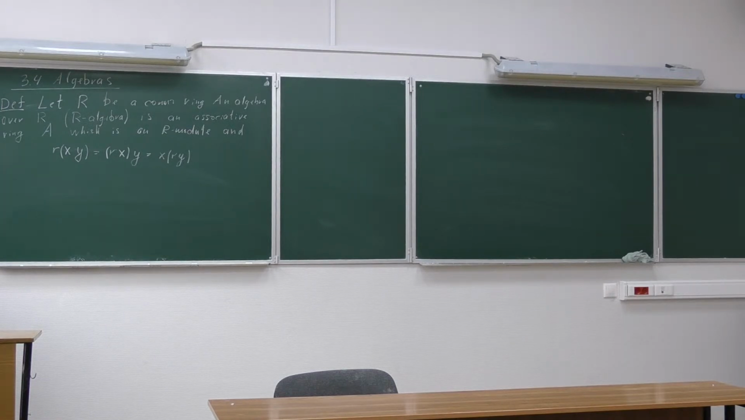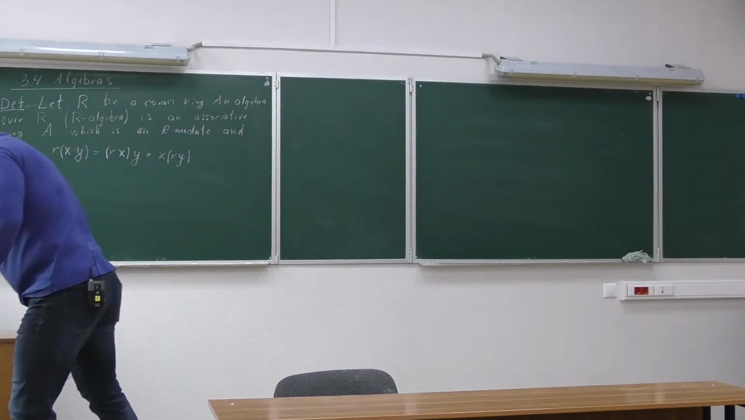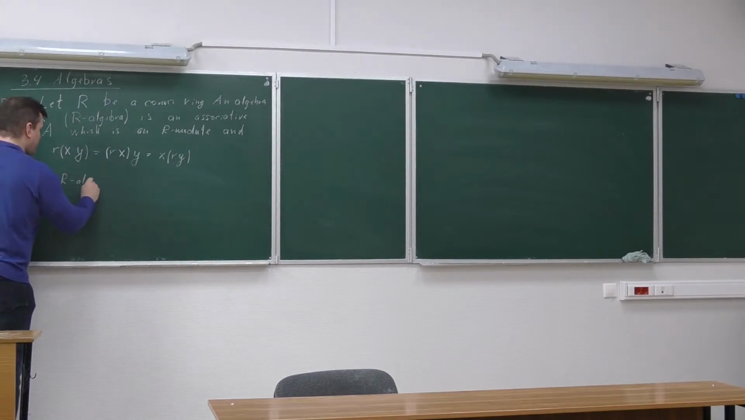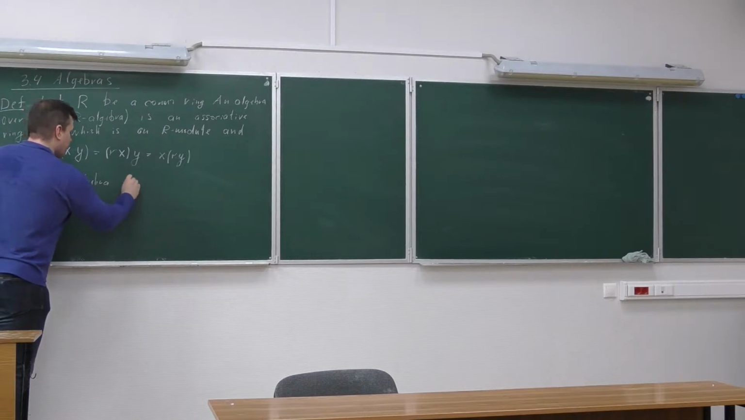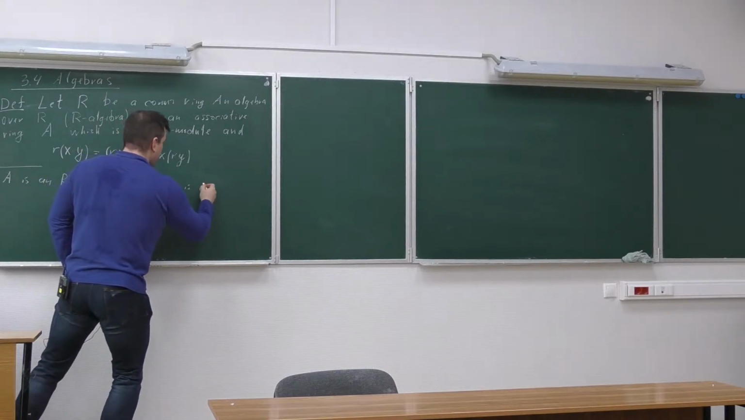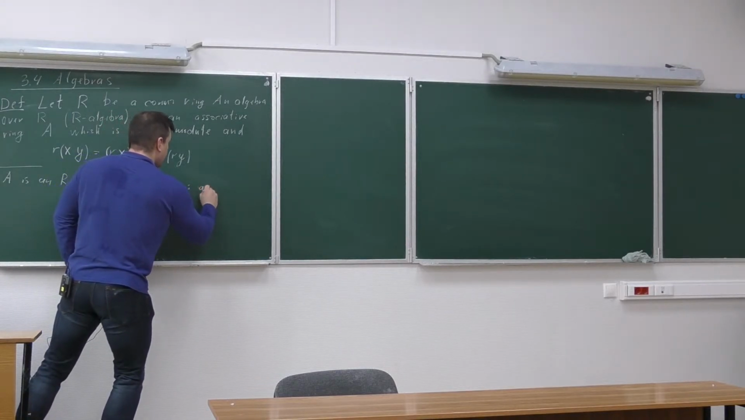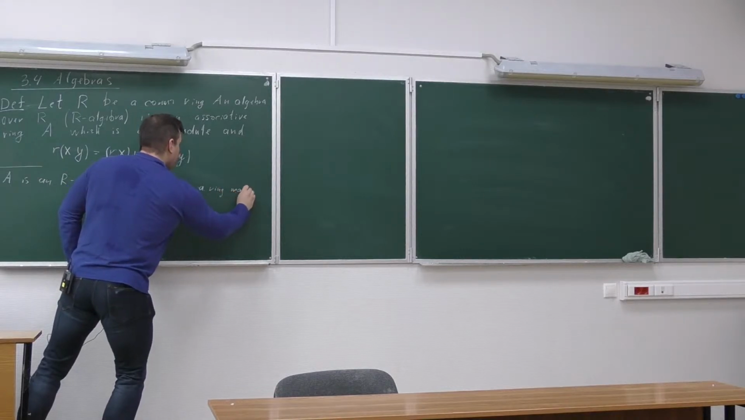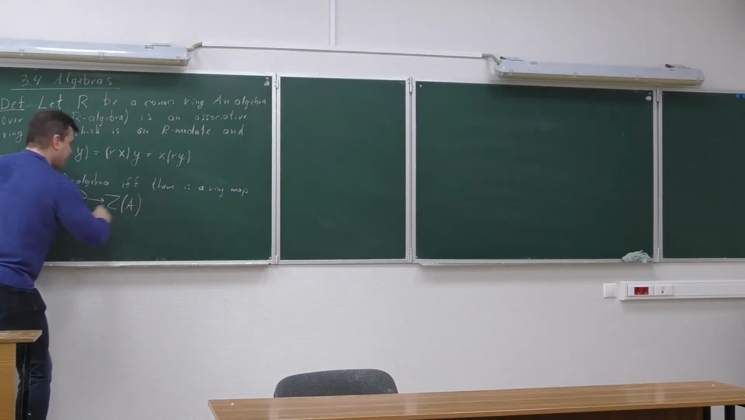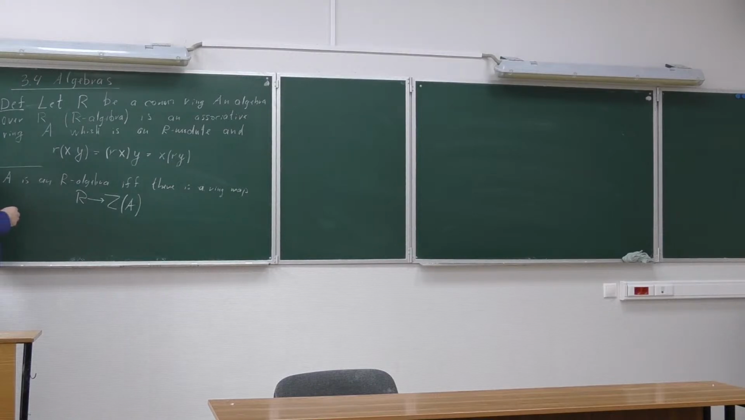But before we do the examples, we can reformulate this condition a little bit. So that's the end of the definition. A is an R algebra if and only if there is a map, a ring map, of course. There is a ring map from the ring R to the center of the algebra. So you can immediately check that these two conditions are equivalent.